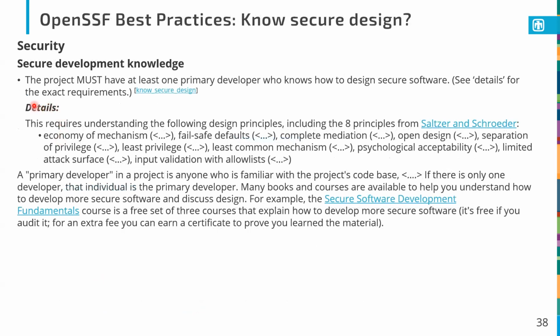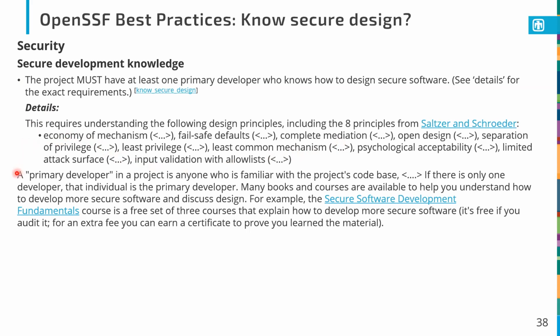So here's the detail on this: your project has to have one developer that knows secure design. They go into details here and it says you've got to know the basic 8 critical principles from Saltzer and Schroeder. And I cut this down a lot; there's way more detail, so look at the details for this. There are 8 different areas: economy of mechanism, fail-safe defaults, complete mediation, open design, separation of privilege, least common mechanism, psychological acceptability, limited attack surface, and input validation with allow lists.